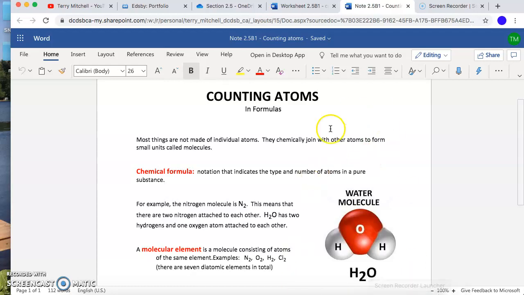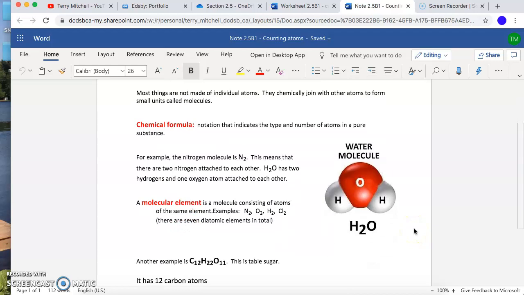I've got examples right here. Here's a water molecule. We can see that three atoms, two hydrogens and one oxygen, have bonded together to form something bigger called a molecule. In this case, the hydrogen and oxygen in this ratio of 2 to 1 make water. So very rarely in nature will we find just one atom by itself.